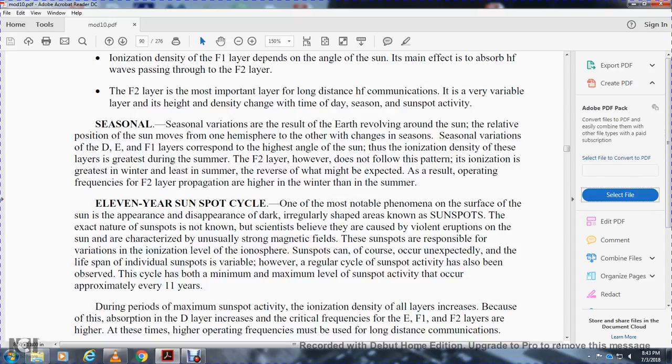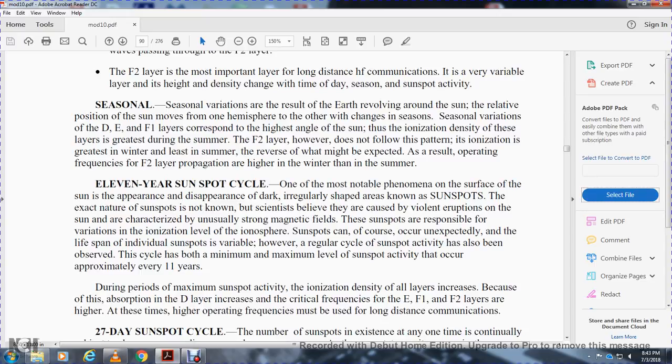The result is that F2 layer propagation is higher in winter than in summer. The 11-year sunspot cycle: one of the most natural phenomena on the surface of the sun is the appearance and disappearance of dark, irregular-shaped areas known as sunspots. The exact nature of sunspots is not known, but scientists believe they are caused by violent eruptions on the sun and are characterized by unusually strong magnetic fields.